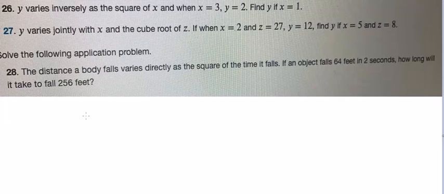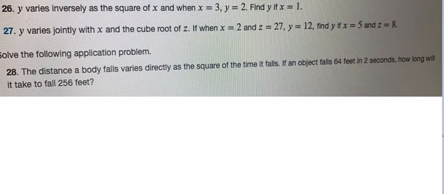Hello everybody, so today I will talk about algebra. The topic today is about inverse, joint and direct variation. So now I will show you the technique of how to answer the questions.